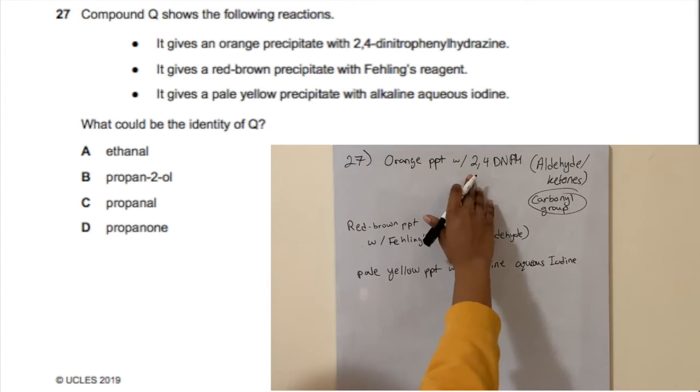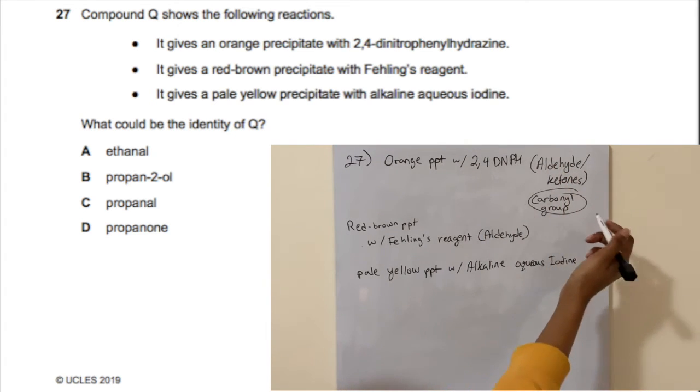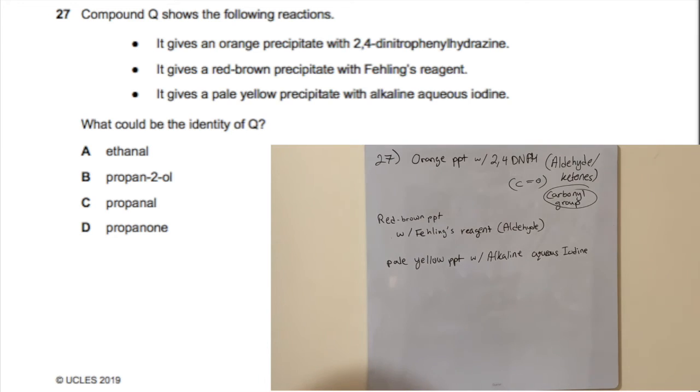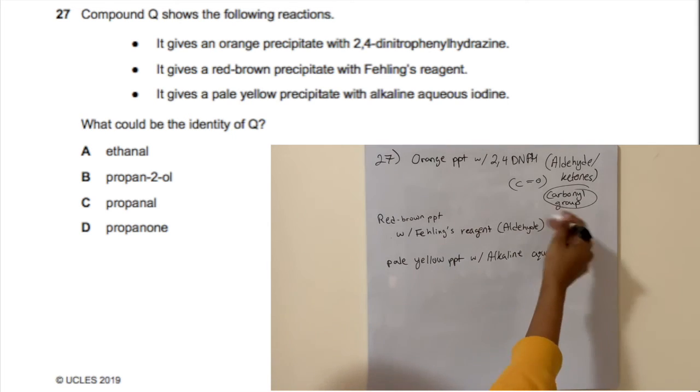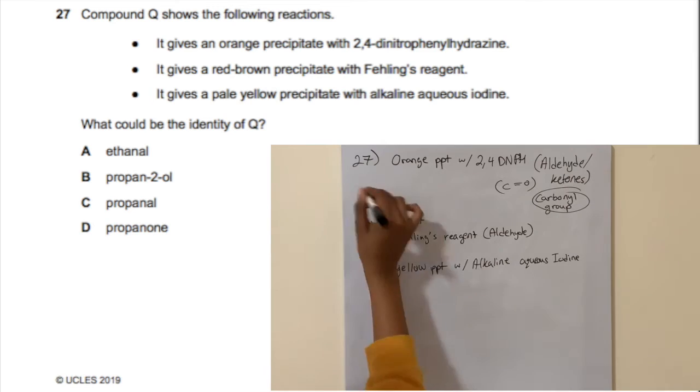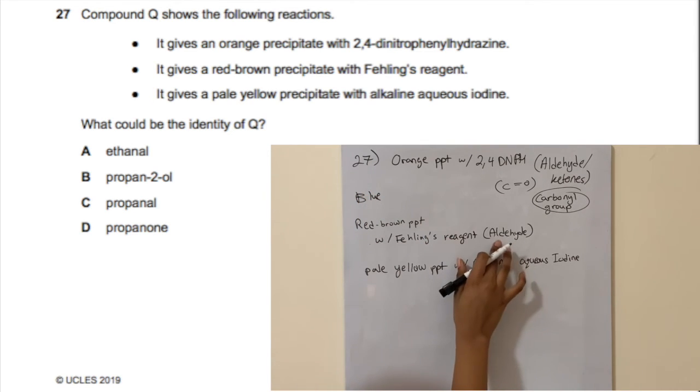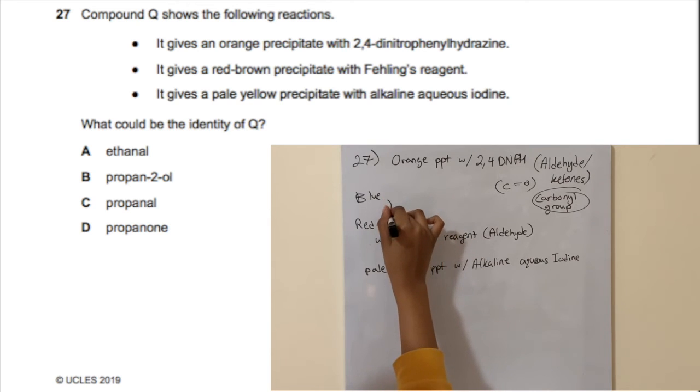And this essentially tests for aldehydes and ketones, so basically carbonyl groups, compounds that include a carbon that's double bonded to an oxygen, but not carboxylic acid. Because that would be a carboxyl group, but in this case, this is a carbonyl group. This reagent is originally blue, and if there's an aldehyde present, it's going to change to a red-brown precipitate. So we know that the compound is an aldehyde for sure.